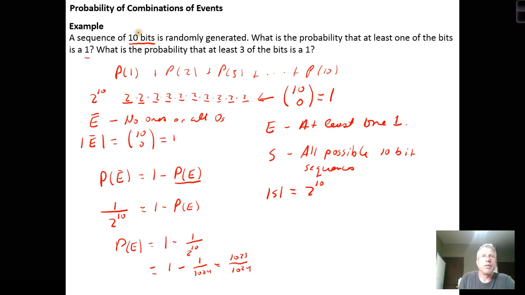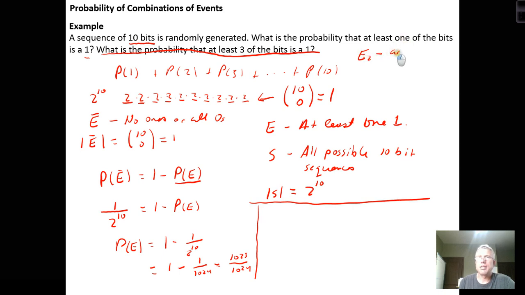So the other thing that we're asked to calculate up here is: what is the probability that you have at least 3 of the bits being a 1? If we let the event, I'll call it E2, be that we have at least 3 1s in our sequence, what we're going to do is go 1 minus the probability that there are no 1s, minus the probability that there is 1 1, minus the probability that there are only 2 1s.